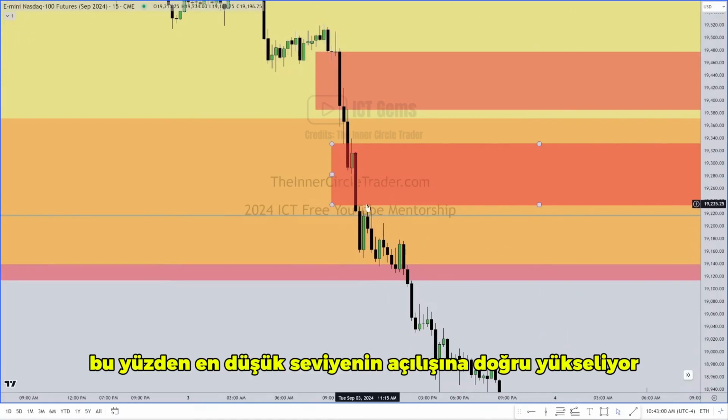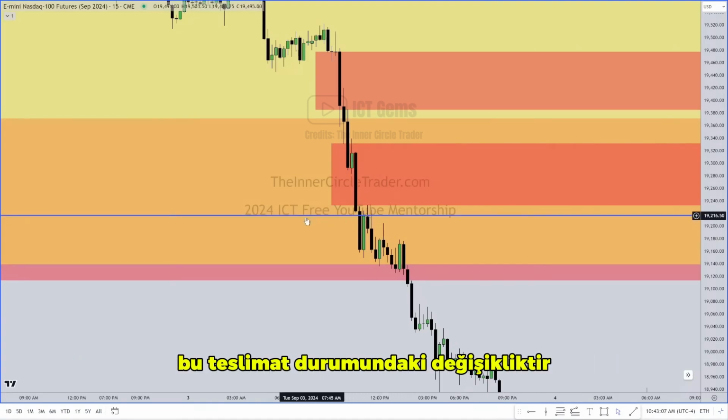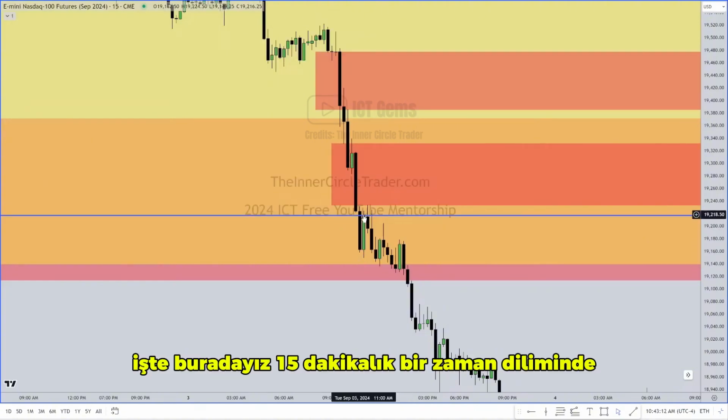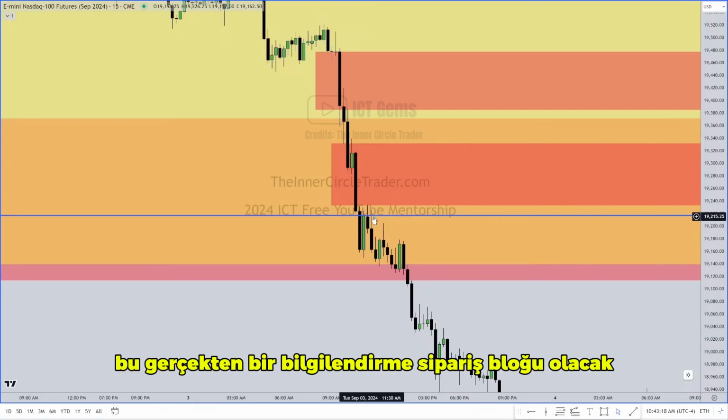So it trades up into the opening of that lowest up close candle that makes the bearish order block. This is the change in the state of delivery. The algorithm is going to refer back to that price. Here we are on a 15-minute time frame. Does it wick above it? Yes. Does it wick above it? Yes. Does it wick above it? Yes. How can you validate that that is really going to be an influential order block, ICT?